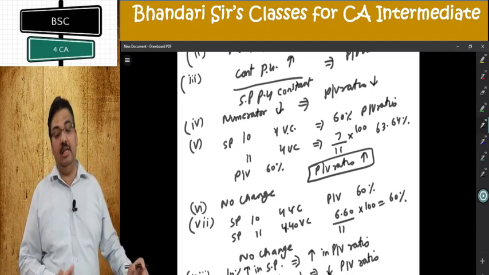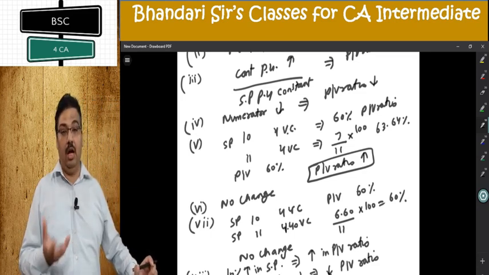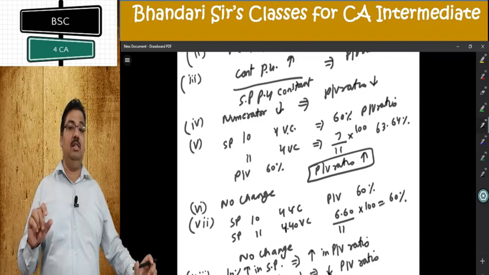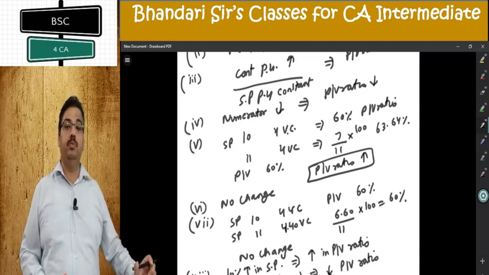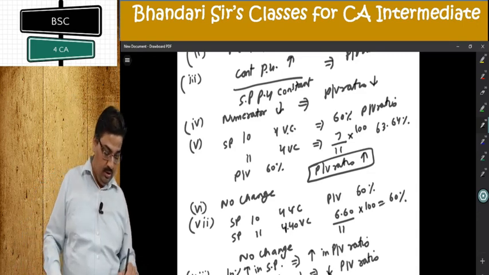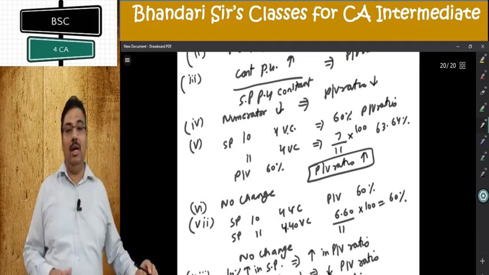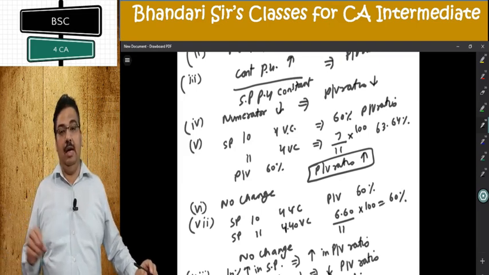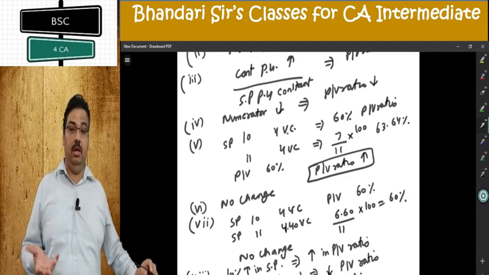Lastly, increase in angle of incidence. You will do this later with profit volume graphs, charts, and break-even charts. The angle of incidence is an angle which represents the profit volume ratio. So an increase in angle is an increase in PV ratio. So the tenth is an increase in PV ratio. That completes the A category questions. We'll be continuing with more concepts in the next session to come.